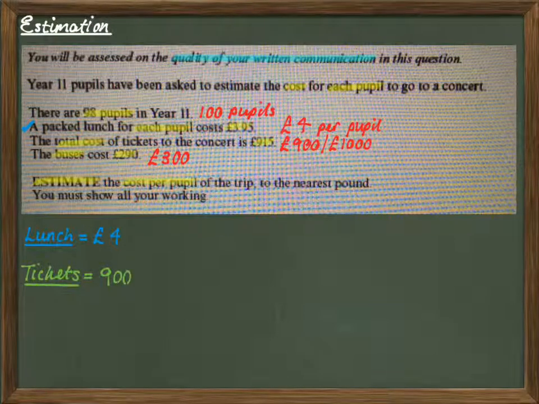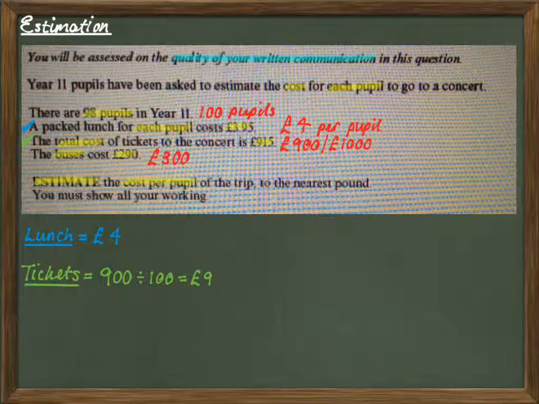Tickets equal £900. Right, but it's £900 between the 100 pupils. So I've got to share that 900 between the 100 pupils. To share something, I normally talk about divide. So 900 divided by 100. So it's going to cost £9 per pupil. If you use the 1,000, then what you'd get is £10 per pupil. I'm going to take that statement off.